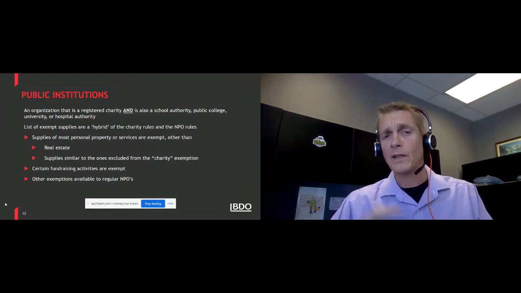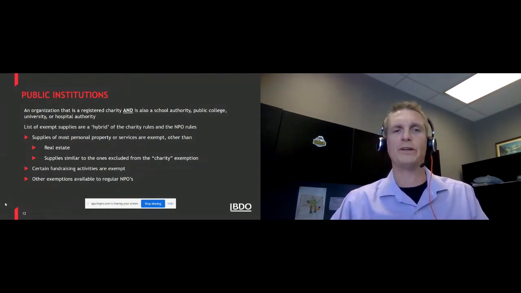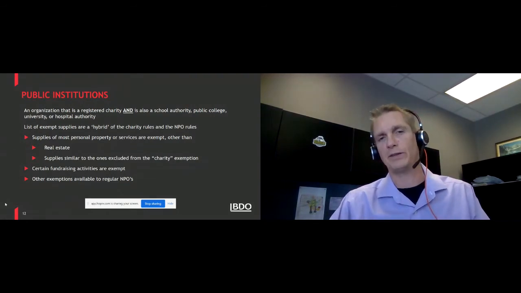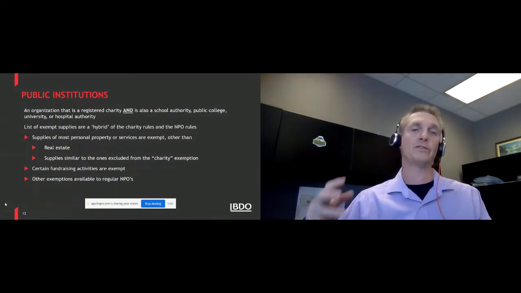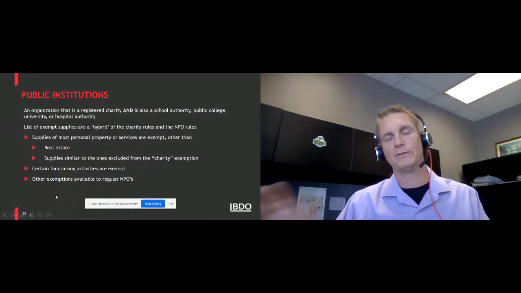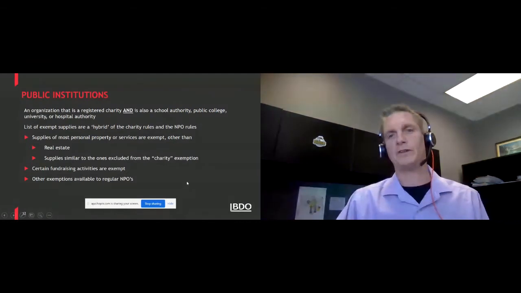There's also exemptions available for some fundraising activities and a few other things, plus all of the exemptions that are available to a regular not-for-profit. So you can see how public institutions, not quite there for charities, but a lot closer.